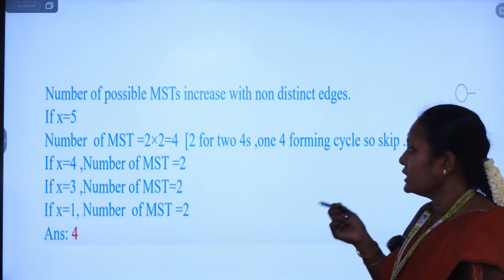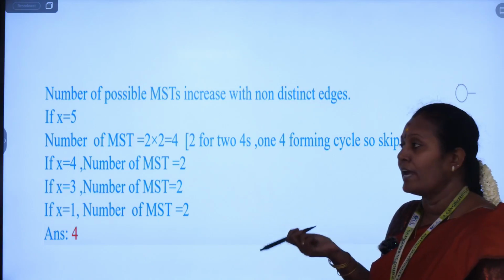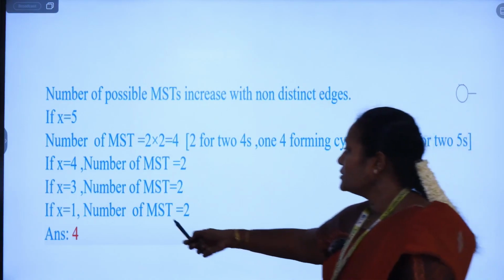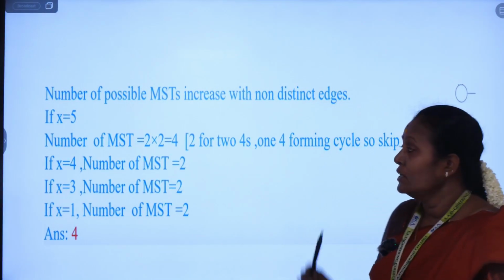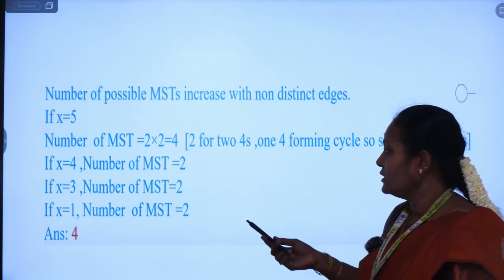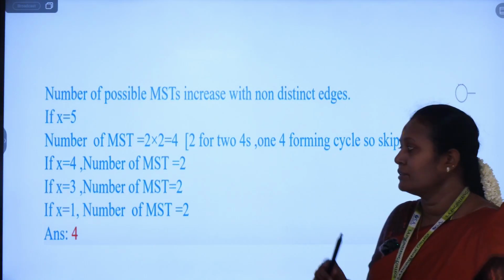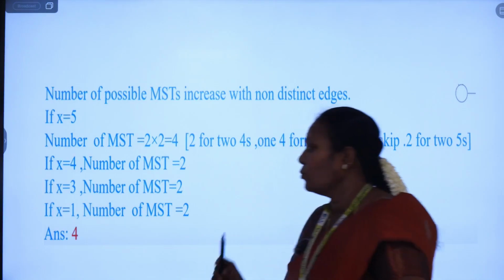And then you cannot consider x is equal to 2. There is no weight x is equal to 2 here. Next, we will be considering x is equal to 1. Similar to the previous cases, we can get only 2 minimum spanning trees if the value for x is 1.